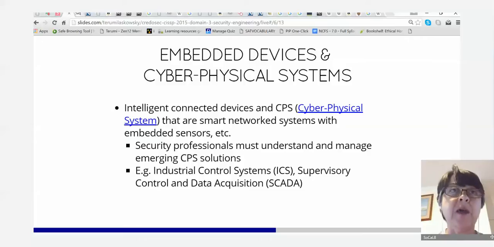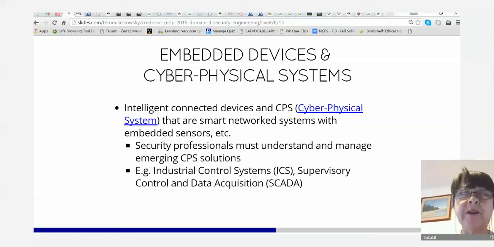So they could possibly have controlled, or they probably have already controlled the traffic, make congestion, and do all kinds of things. So these things are really scary, these cyber physical systems. Okay, scary in that they're proliferating and people are not putting too much security around it. Okay, so security professionals must understand and manage emerging CPS tech solutions.